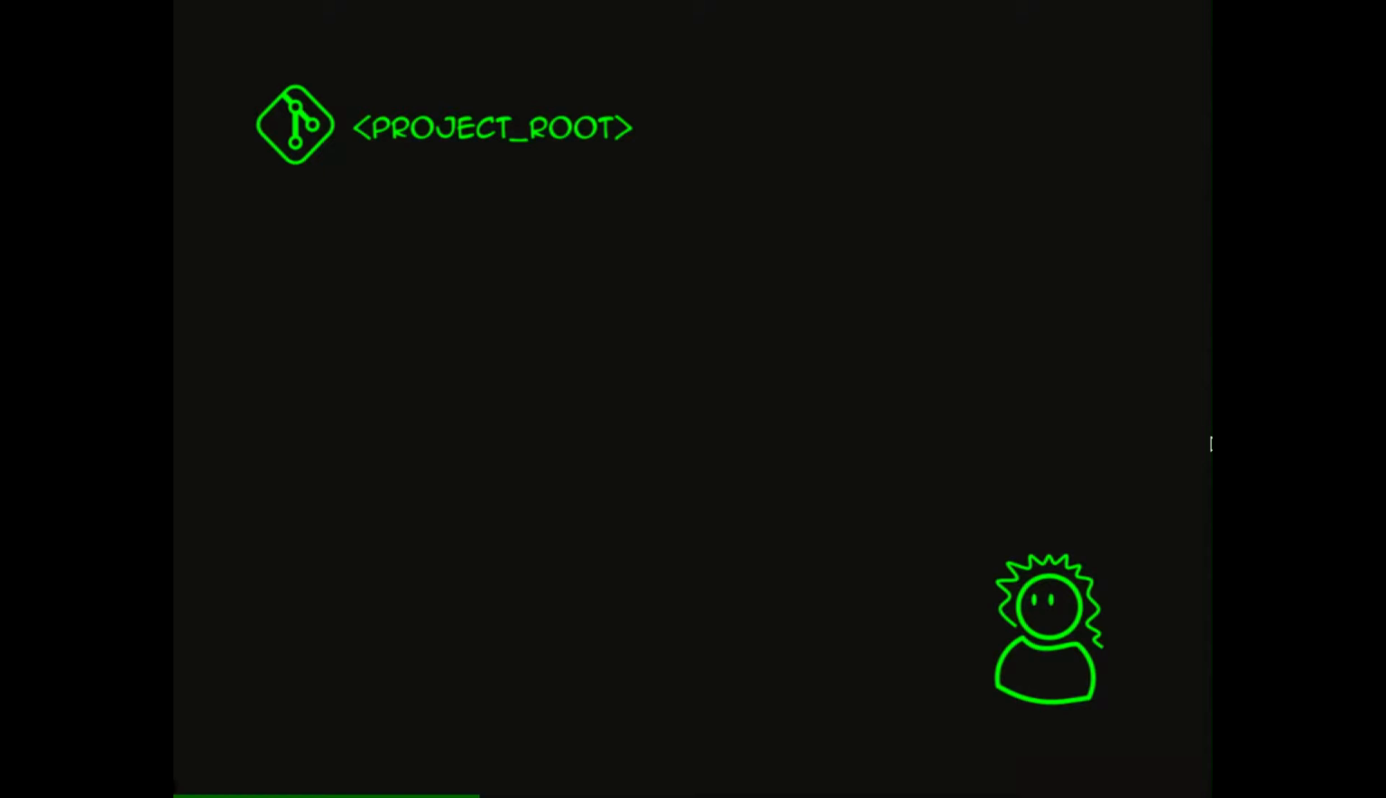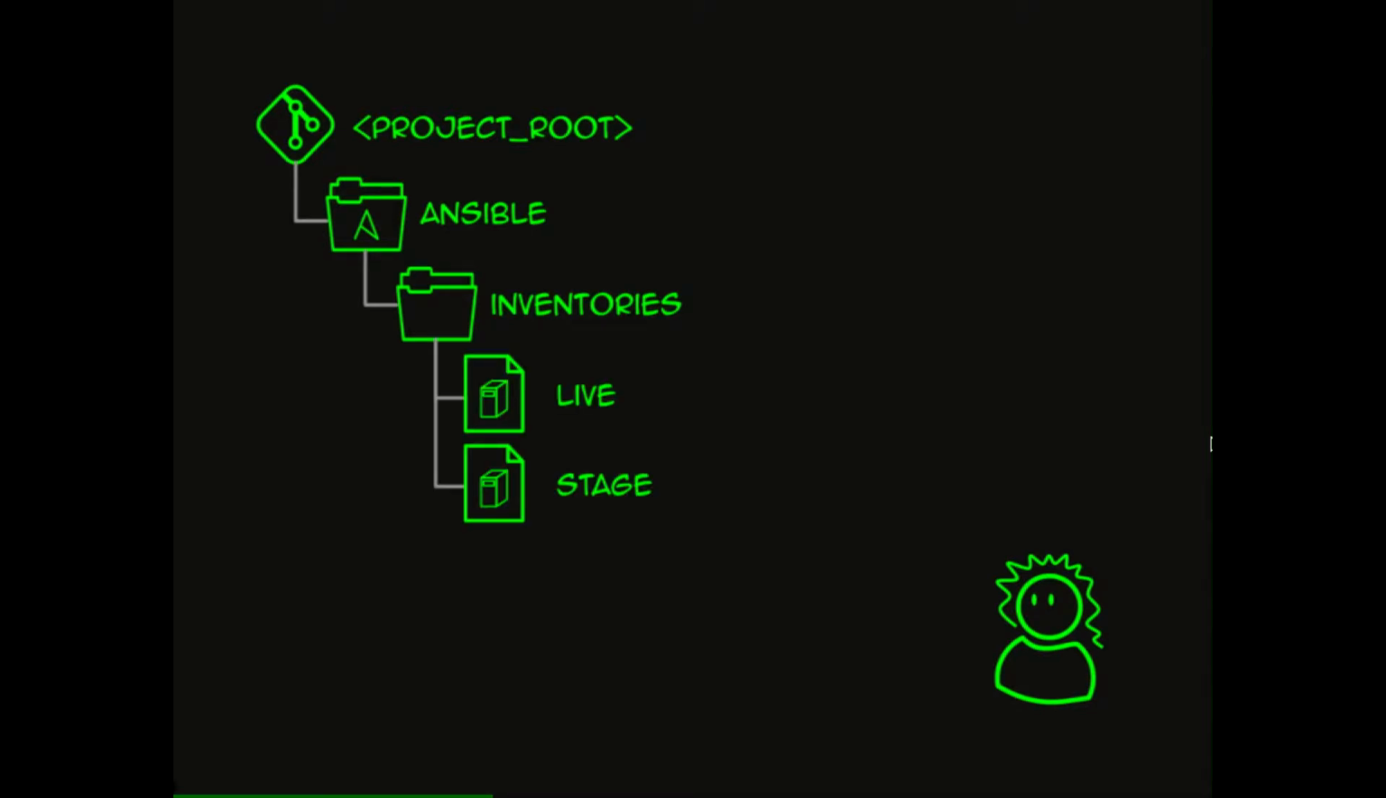So how does this look when you put it all in your Git repository? We have our project root. Inside of our project root, we're going to have a directory for Ansible, all of our Ansible stuff. Under that, we're going to have an inventories directory, which is going to contain all of our custom inventories for this project, this client. We have two different environments here. We have one for the live environment and one for the stage environment, and that contains all the servers that are involved with those environments.